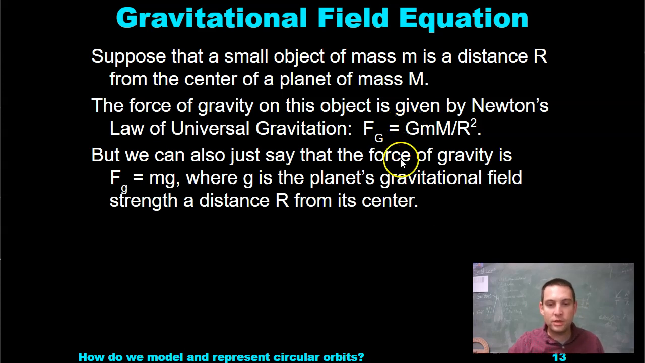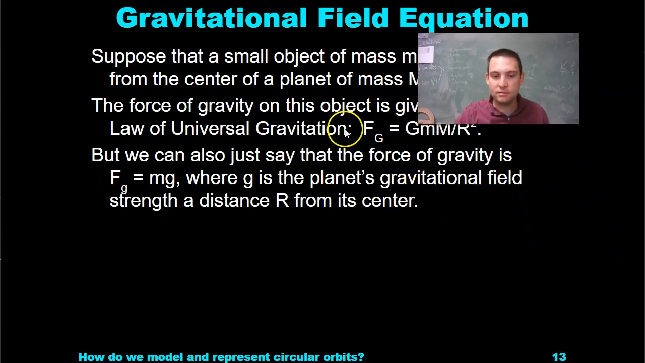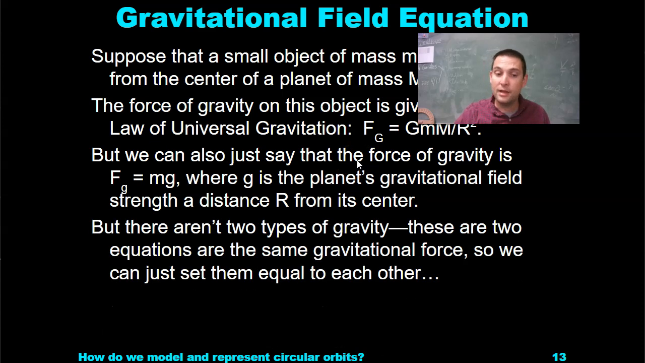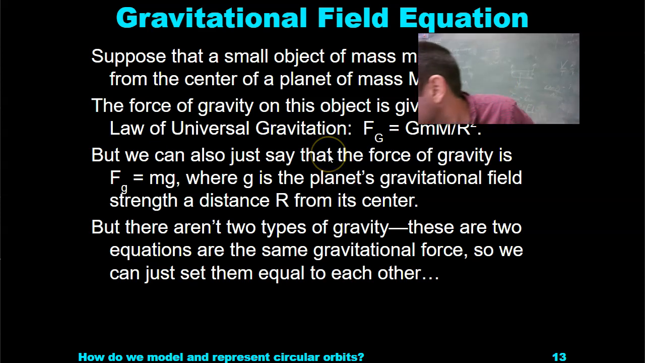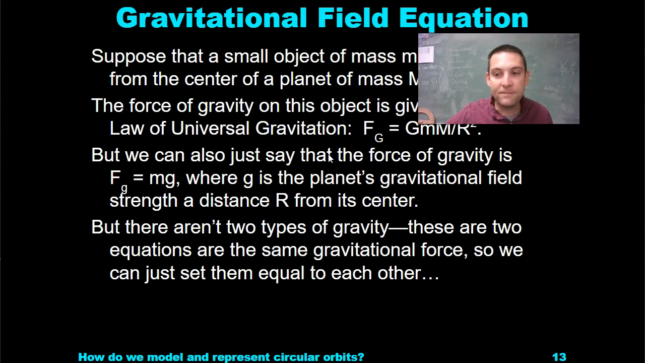We can also say the force of gravity is F equals mg, where g is the planet's gravitational field strength at a distance r from its center. There aren't two types of gravity. These are two equations talking about the same gravitational force. So we can just set them equal to each other. And here it is. F equals F, yet again.